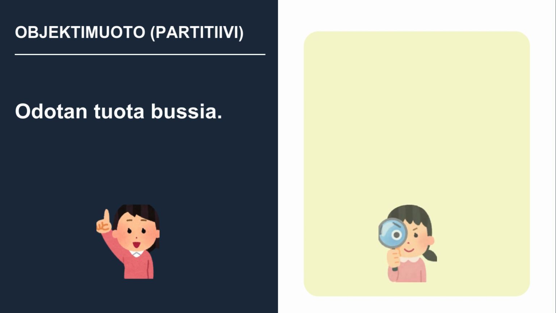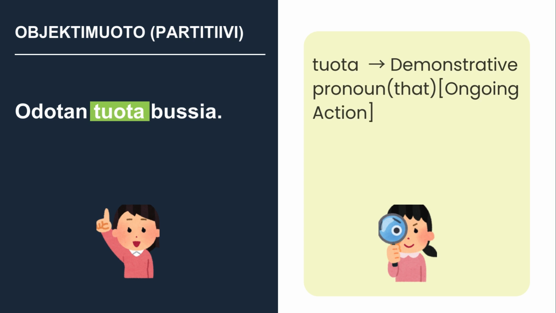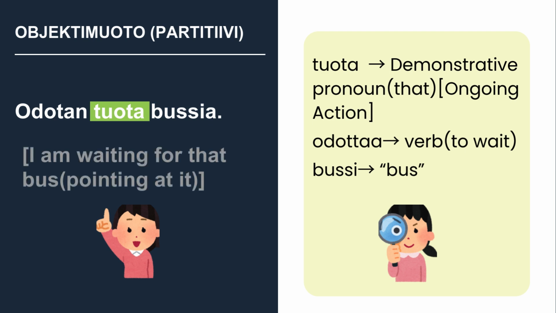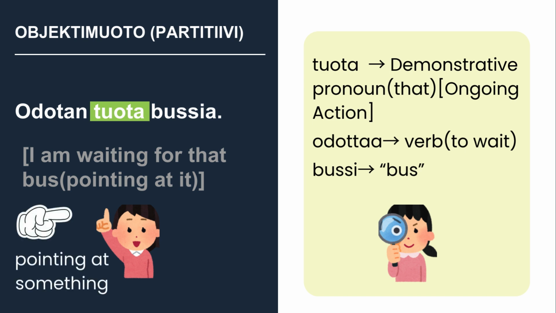Odotan tuota bussia. Here, tuota is a demonstrative pronoun which means that. Odotan comes from the verb odottaa means to wait. Bussi means bus. Odotan tuota bussia means I am waiting for that bus. Now, since this is an ongoing action, we use partitive case. Tuota.